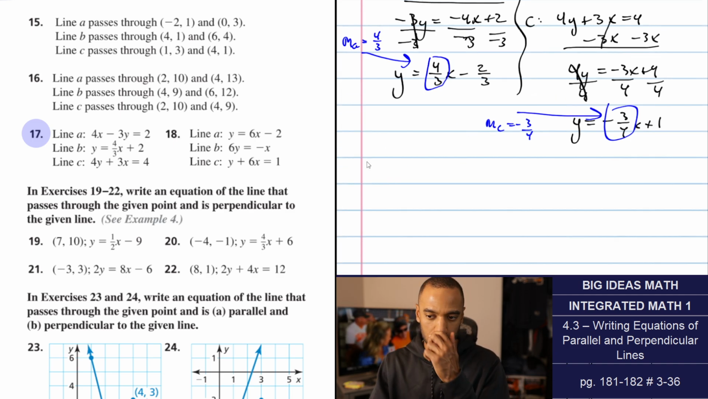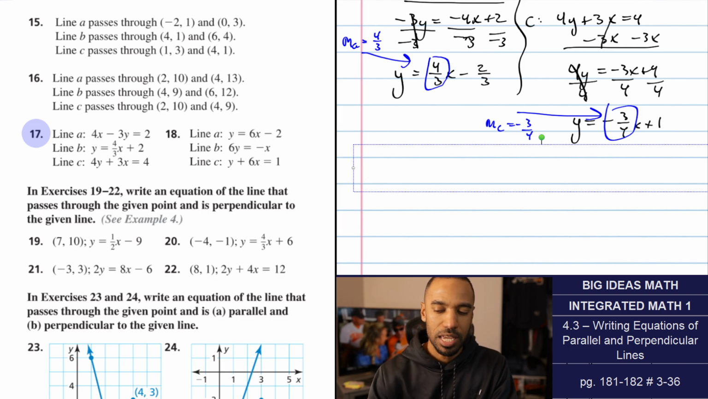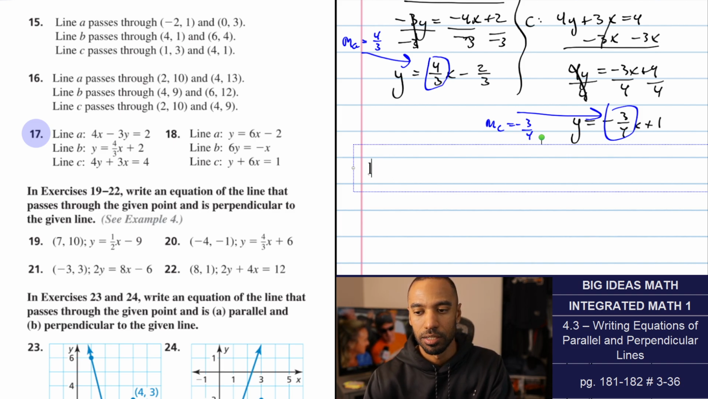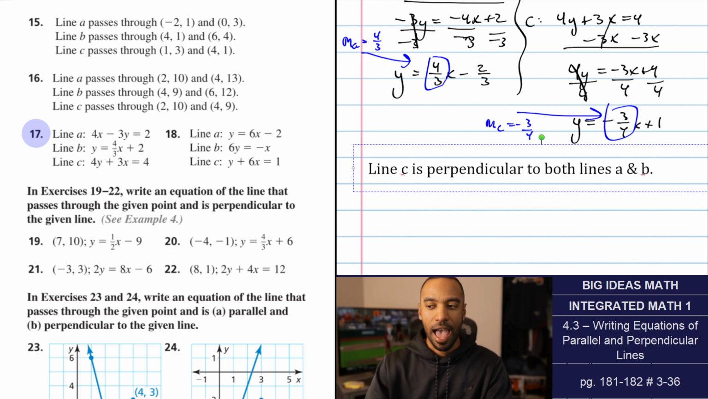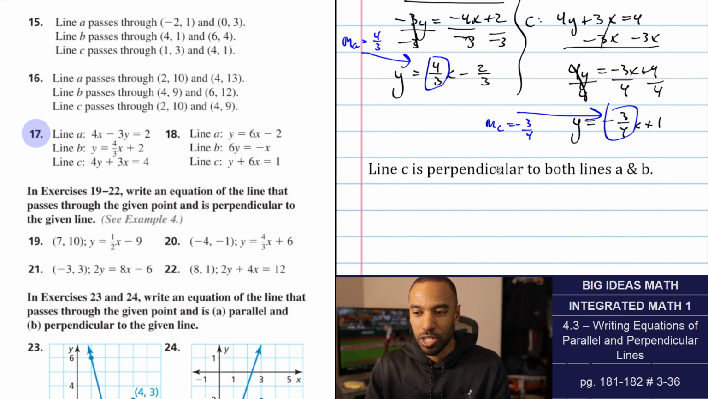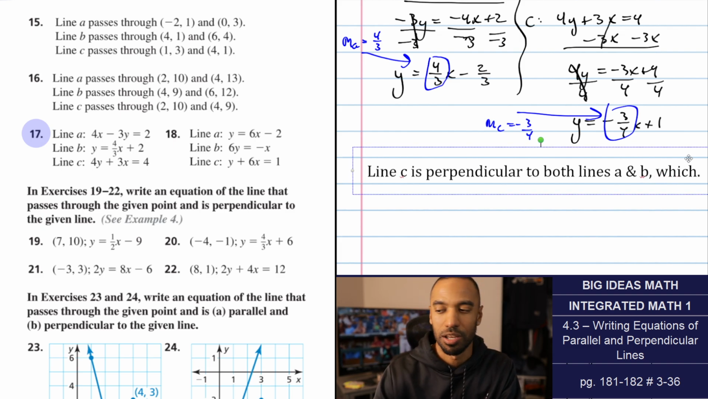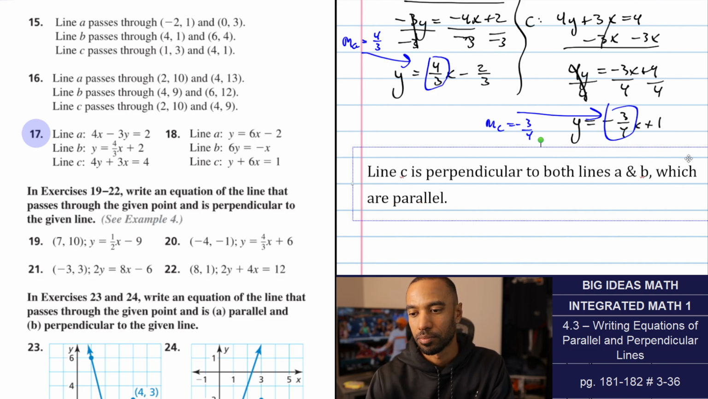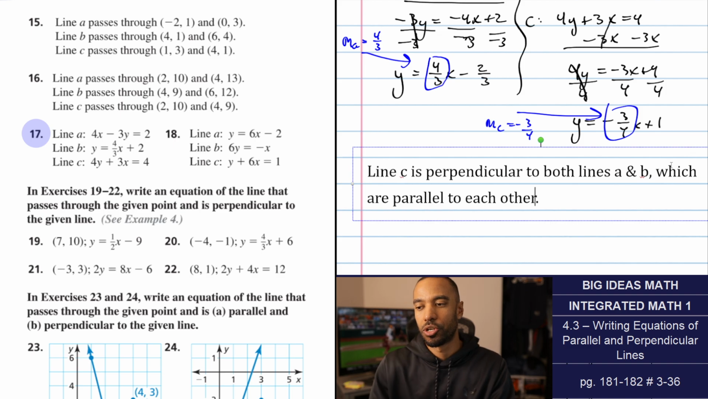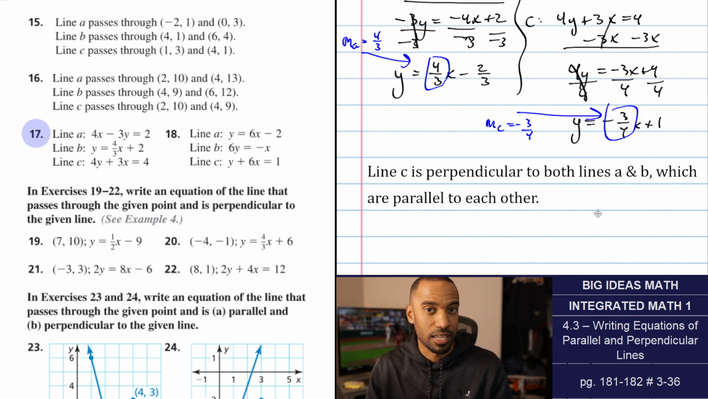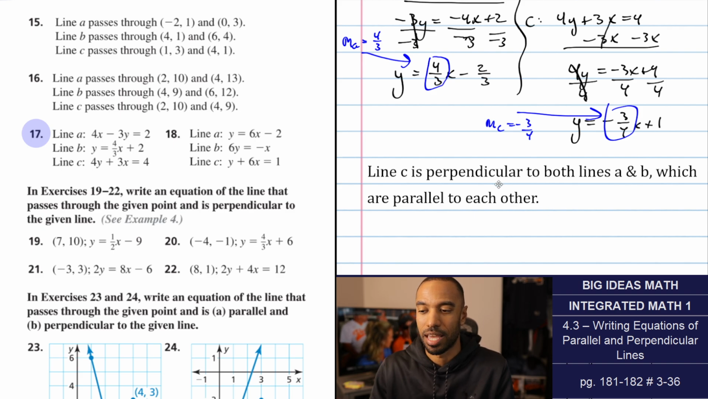So this time I'm going to type it out. Just a little bit more to say. So line C is perpendicular to both lines A and B. Now, that actually creates the implication that A and B are parallel to each other, but I'll still state it. Well, sort of. We need to make sure that we're indicating they're also unique, that they're distinct lines, not the same line or something like that. So maybe I should put that.